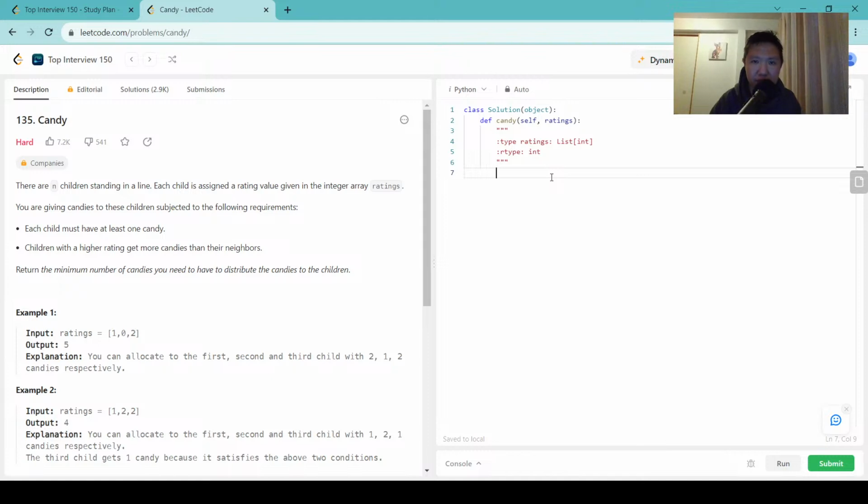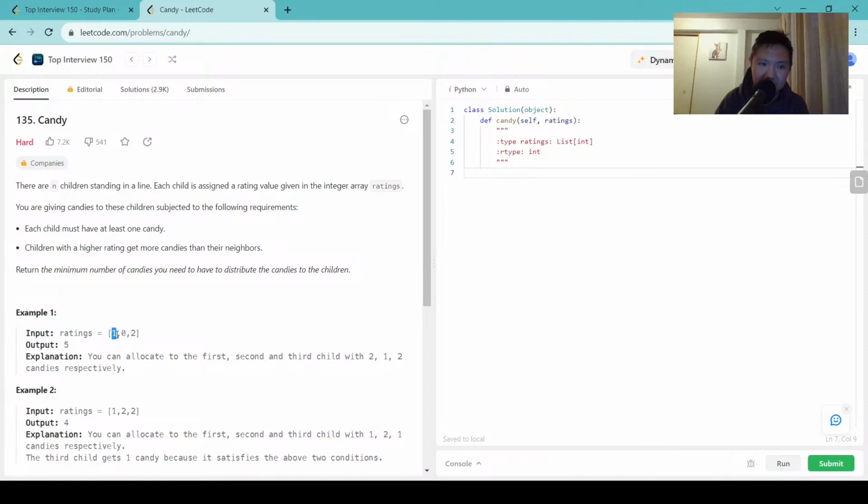Okay, so imagine you had 3 children, 1, 0, and 2. You will need 2, 1, and 2 candies. You need a total of 5 candies because this middle child gets 1 candy. They need a minimum of 1 candy. There's 1 candy on the left and 1 candy on the right.